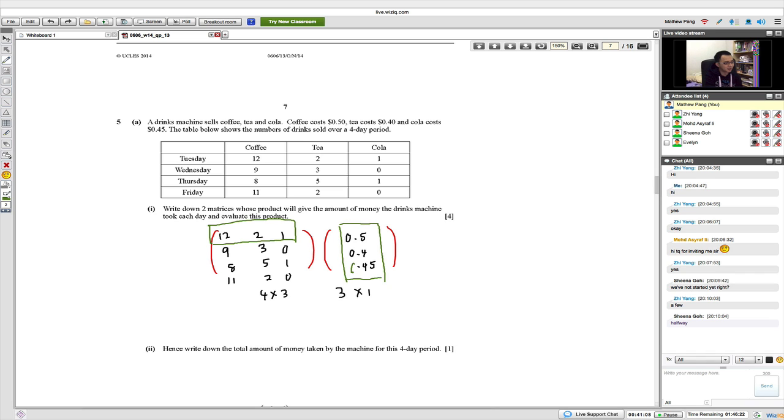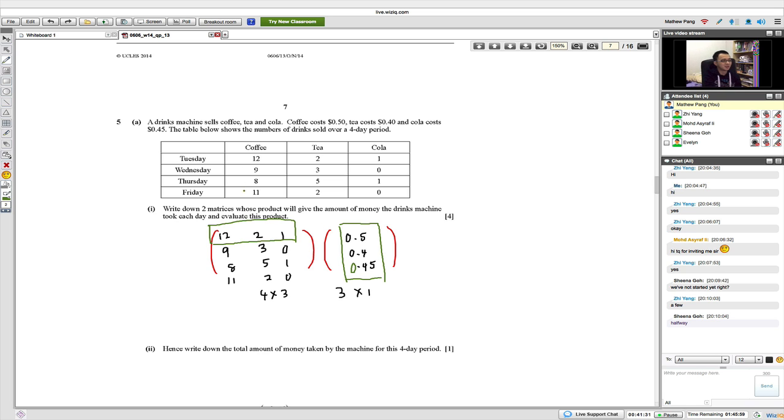So this is 0.45. So 12 will multiply with 0.5. 0.5 is for coffee, right? 2 is for tea, right? Tea will multiply with 0.4, which is the price of tea. And the 1 here is for cola. It will multiply with 0.45, right? That means they are multiplied by the prices of the things they want.